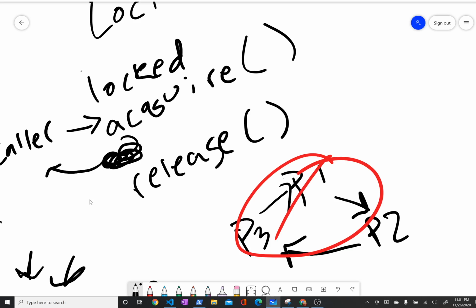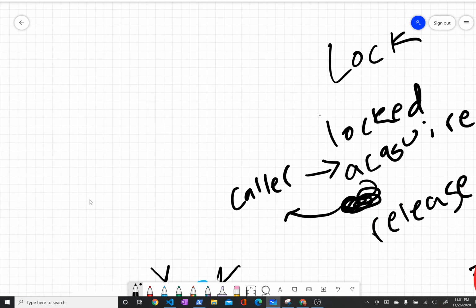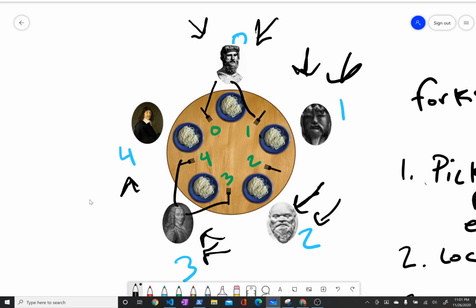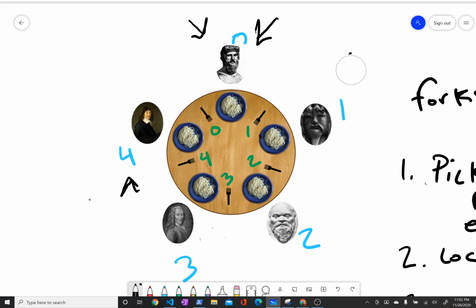So for this idea, what we have to do is figure out how we can grab forks without ever getting into the deadlock scenario. So we can't say, hey, everybody just grab your left fork. Let me erase all this stuff. I don't know why I made arrows to these guys. We can't say everybody just grab your left fork.